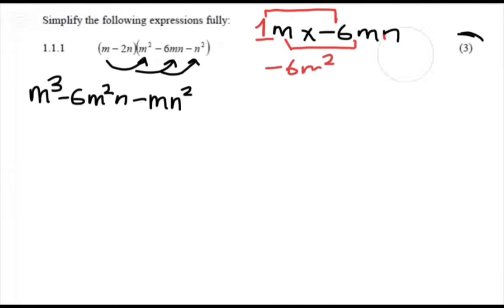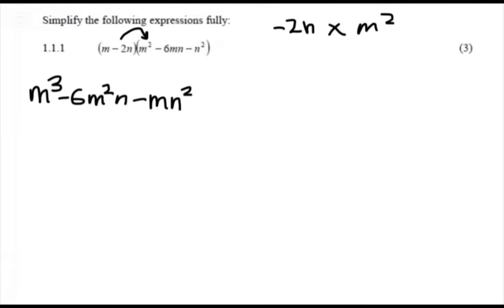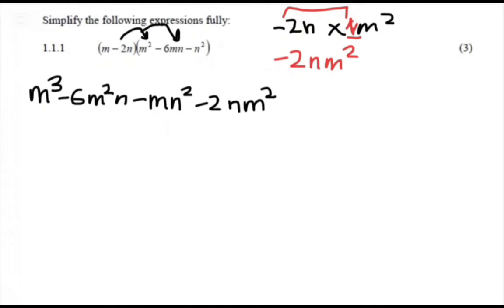We're going to do the same thing with the other letter. I'm going to take this negative 2n and multiply it with m squared. There is an invisible 1 here, so we get negative 2, and then n and m have no other variable that is the same, so I'm just going to keep it the same. So I'm going to have negative 2nm squared.